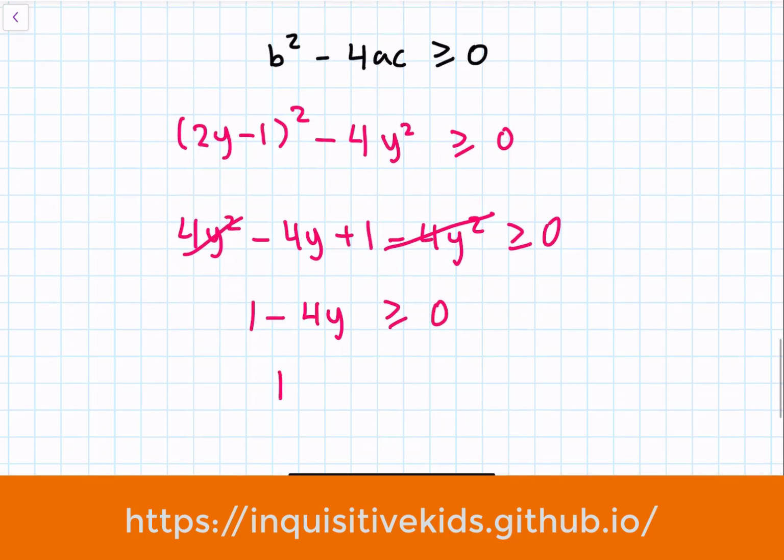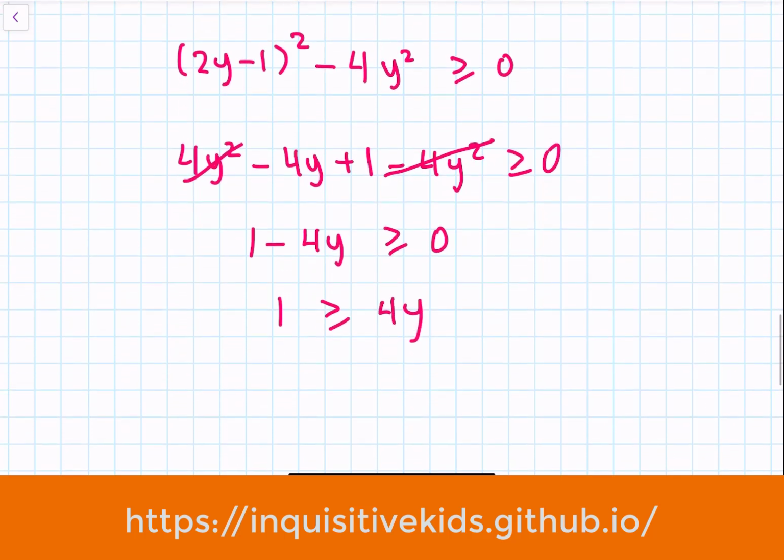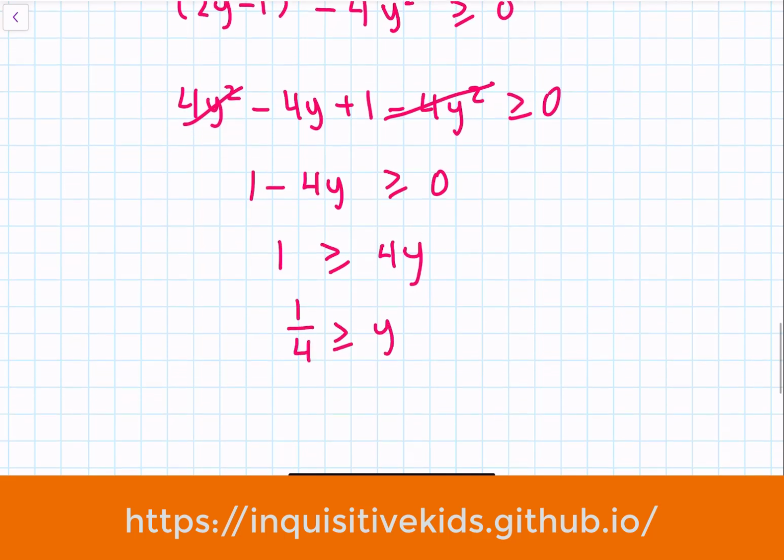So then let's add 4y on both sides, and then divide both sides by 4, and flip this inequality a little bit. So we have y is less than or equal to 1/4.